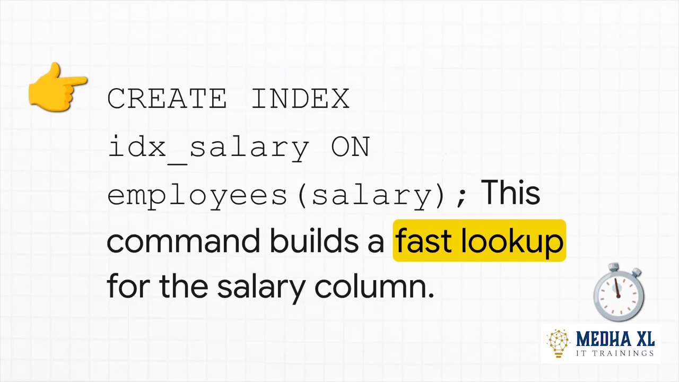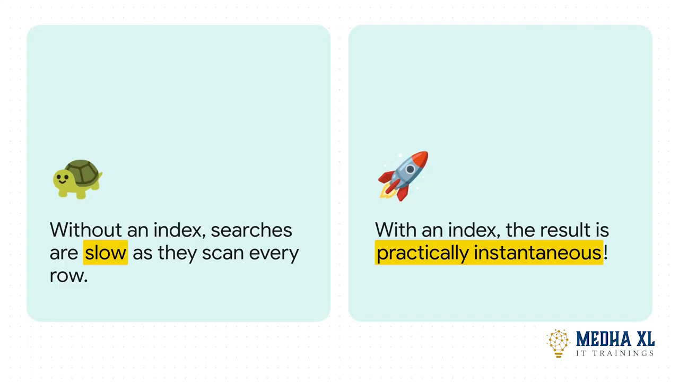And the best part, creating one is so simple. Let's say we're always searching our employees table by salary. With this one line of code, we just tell the database, hey, create an index for me, call it idx_salary, and build it on the salary column. That's it. And the difference it makes is just night and day. On a table with millions of rows, searching for a specific salary could take several seconds, with the database just chugging along, scanning every row. But with that index in place, the result is practically instantaneous. You hit enter, and the answer is there.